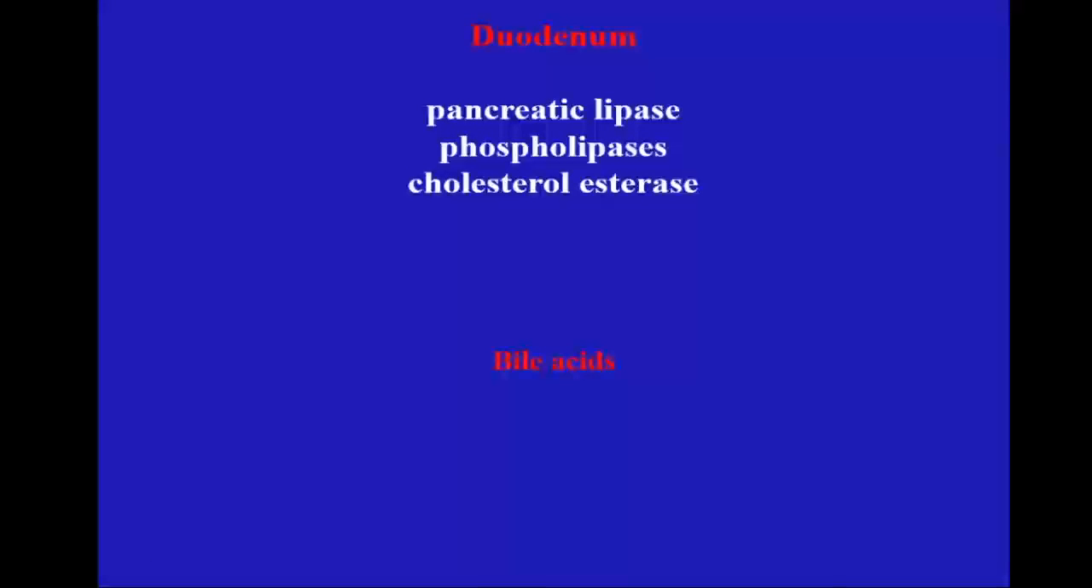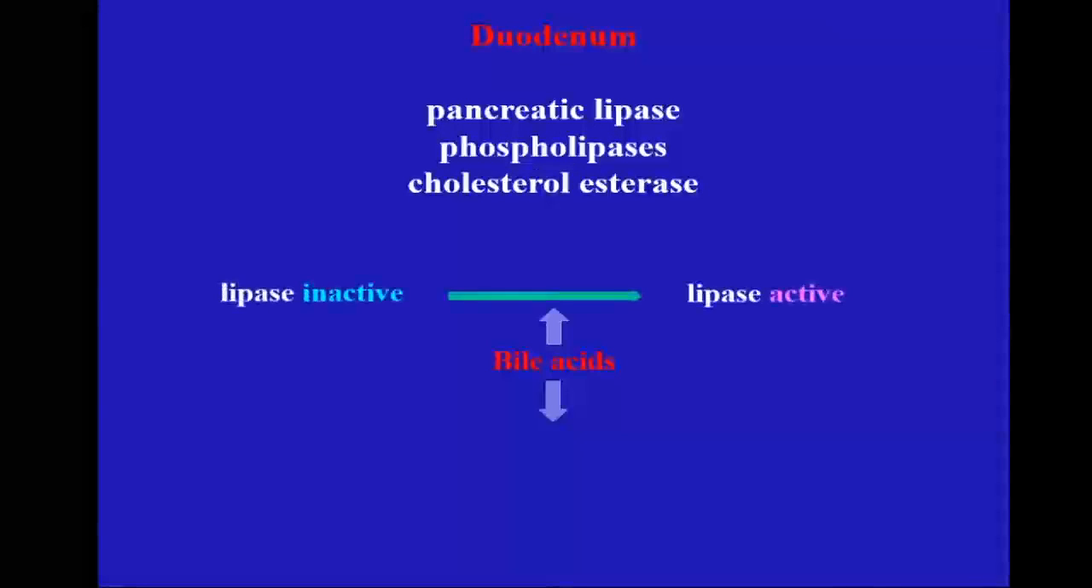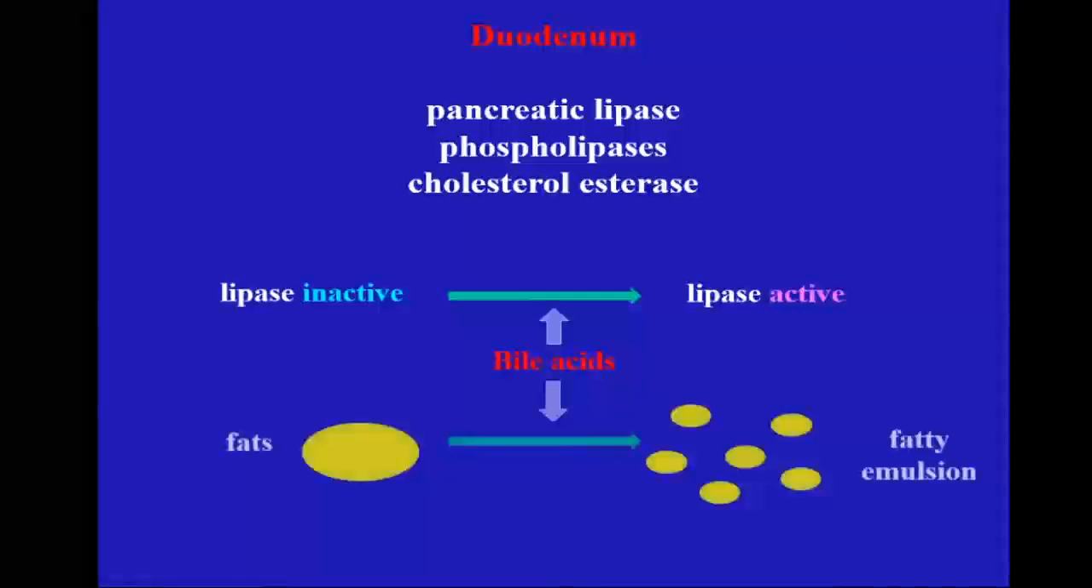So, what is the function of bile acids? This is a list of enzymes that mainly act in the first part of the small intestine, the duodenum: pancreatic lipase, phospholipases, cholesterol esterase. These enzymes are synthesized and secreted by the pancreas. Pancreatic lipase. The name is based on the place of production, so don't confuse it with any other lipases which we have in our body.